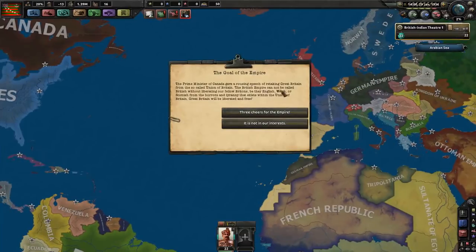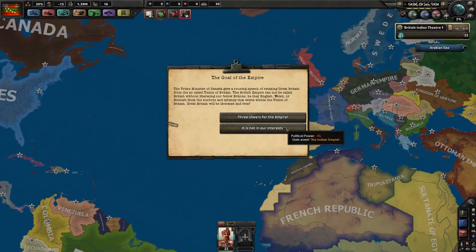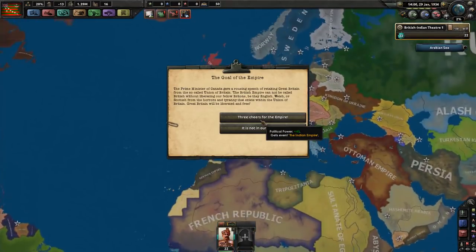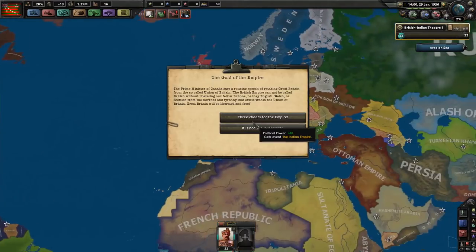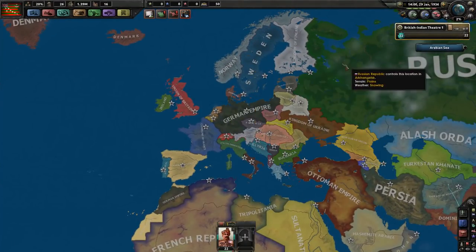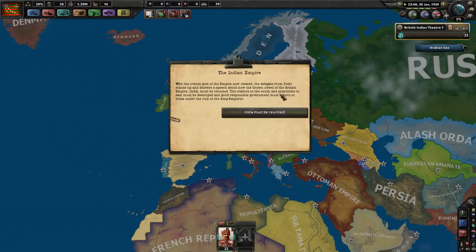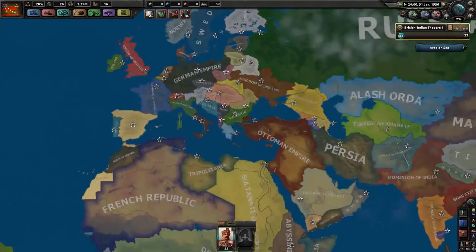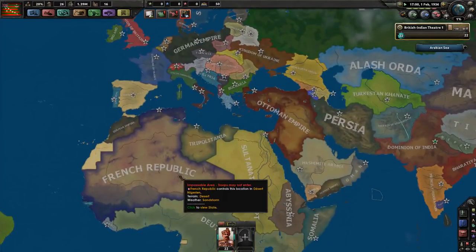Let's go here. So, goal of the Empire. Everybody is going to state their goals, and you can choose to get behind it and get political power. There's virtually no reason to not do this. So, what's the goal of Canada? Well, the Canadians want to get back to Britain. So 3 cheers and enjoy the political power. The Indian Empire: India must be reunited. That's what you're saying. And then everybody else is deciding if they want to help you with that or not.